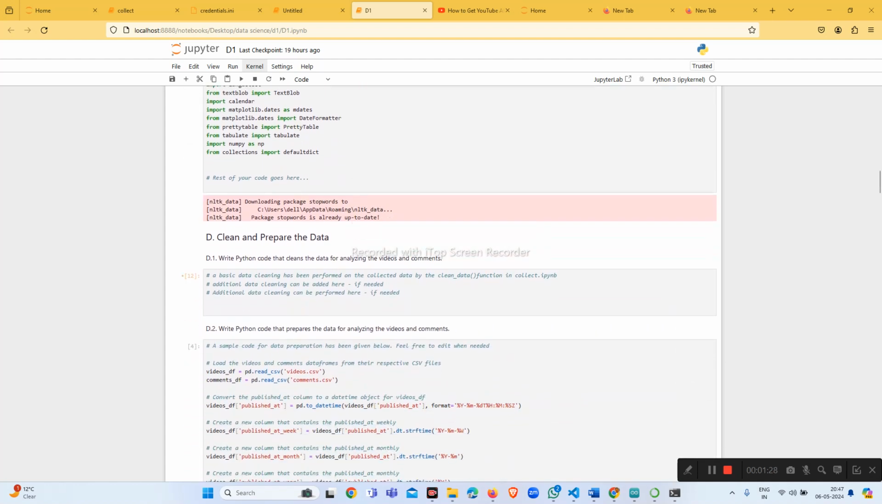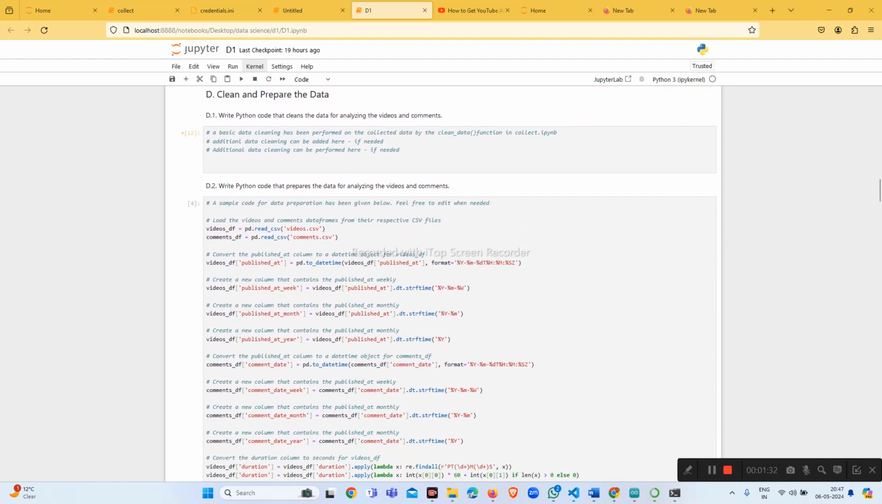Then we move on to this. In this code segment, we are processing the video and comment data obtained from the CSV file. It converts the data to datetime, adds new columns to represent the publication and comment dates at different time intervals, and converts the duration of video from string format to seconds.